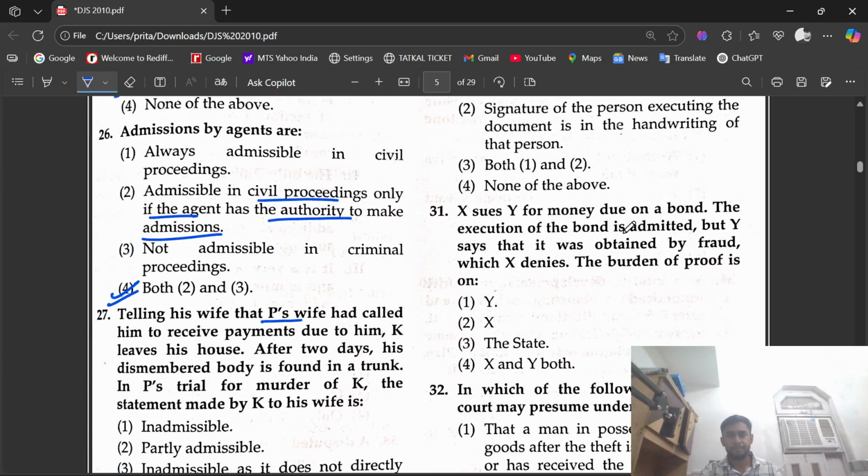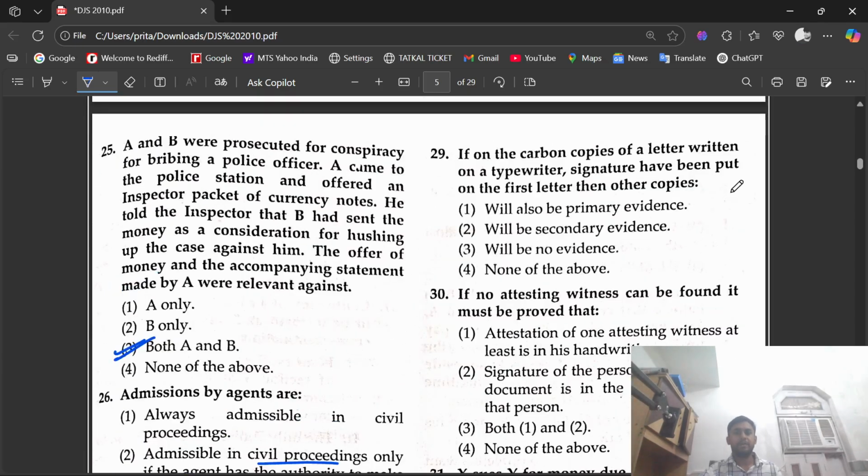Question number 29. If on the carbon copies of a letter written on a typewriter signature have been put on the first letter, then other copies will be secondary evidence.